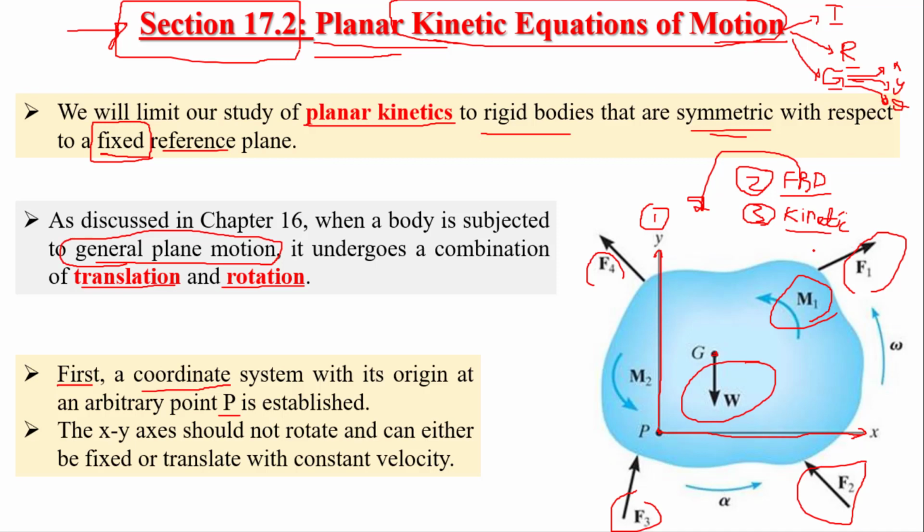Now the kinetic diagram represents the movement of the rigid body. This rigid body could rotate, this is kinetic, or it could translate. We'll see in the coming slide. But note that the xy axes should not rotate and can either be fixed or translate with a constant velocity. So rotation is not allowed for the coordinate system. It could be fixed or it could translate, as we did earlier.